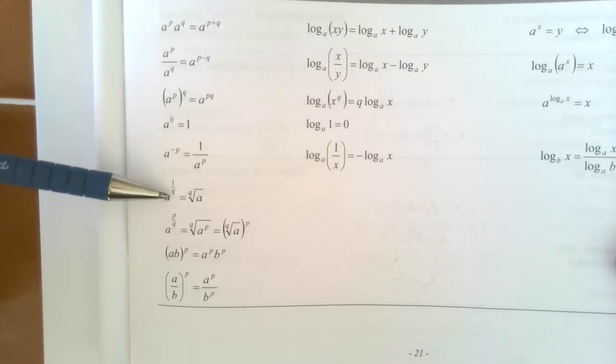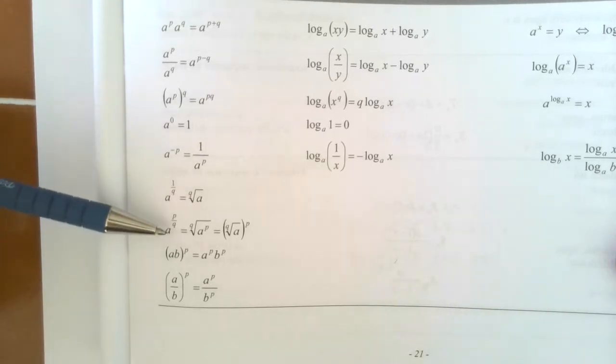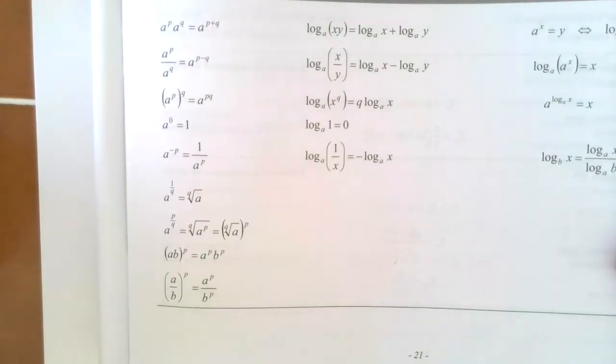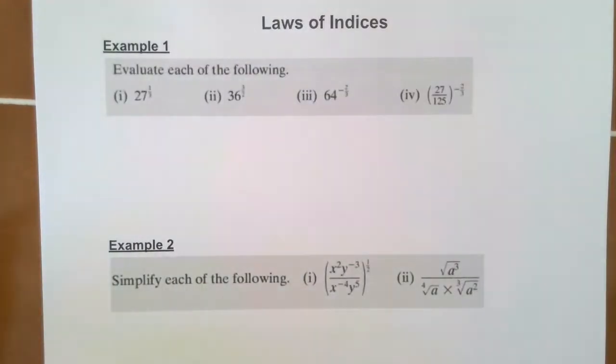If it's a to the power of 1 over q, it's equal to the q-th root of a, and you'll see that one in a second. And then there's a few additional ones at the bottom which we may well use as well. We'll signal to them when we're actually using them.